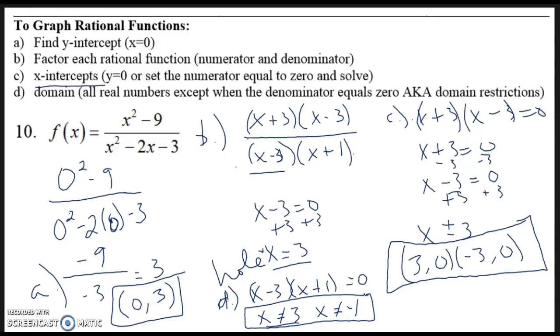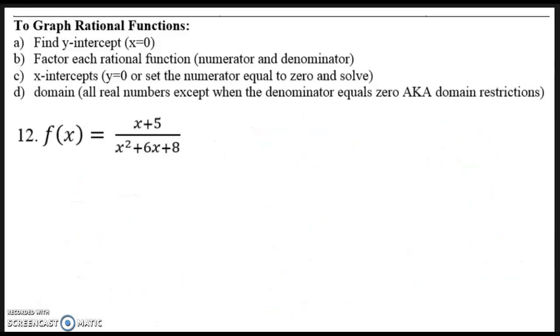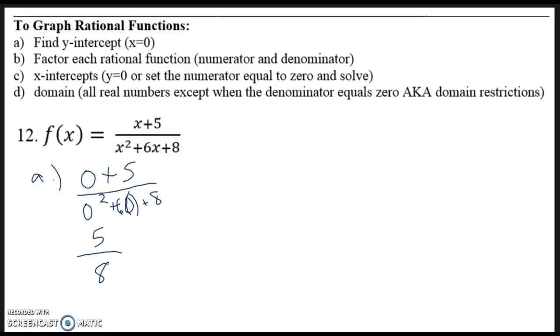Yeah, we'll talk more about that next week. Y-intercepts, right? Easy peasy lemon squeezy. So I got A. 0 plus 5 divided by 0 squared plus 6 times 0 plus 8. So 0 plus 5 is 5. 0 squared is 0. And 6 times 0 is 0. And 0 plus 0 is 0. So I'm left with just an 8. So it's 5 eighths. So my y-intercept is (0, 5/8).